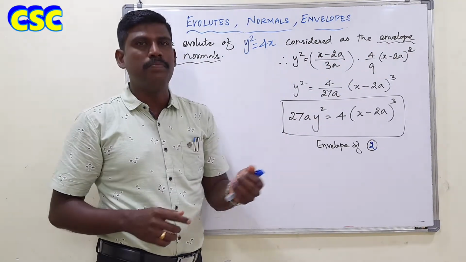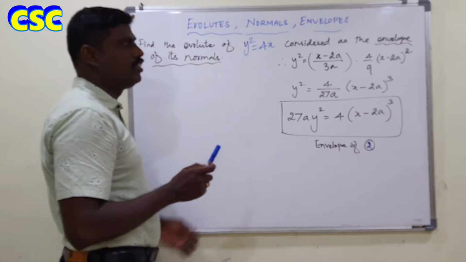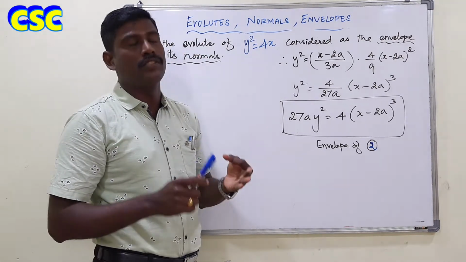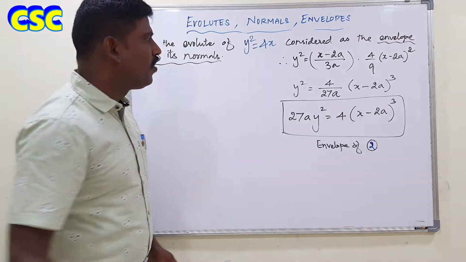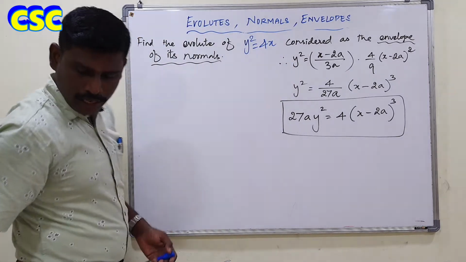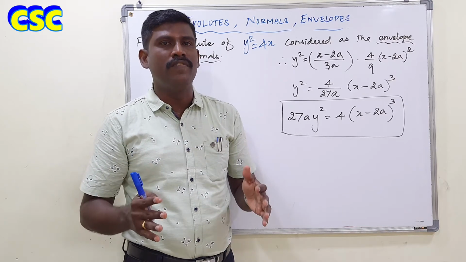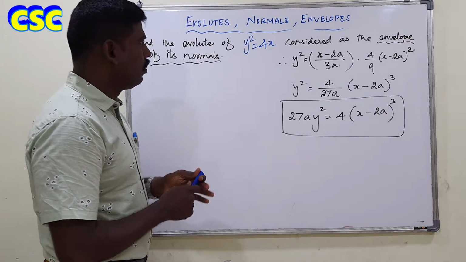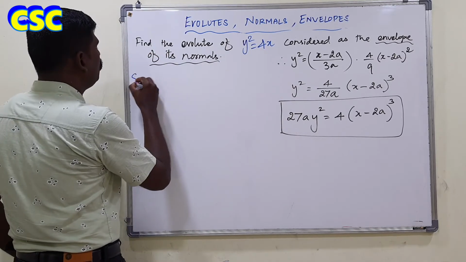So what are the steps involved in the envelope of its normals? First I am going to find the equation of the normal, and then find x1, y1 and the slope of the tangent or slope of the normal. Then form the equation involving f of x, y, t. Solving that equation through the envelope method, we can find the envelope of the given curve, that is the same as the evolute of the y square is equal to 4x curve. Solution.